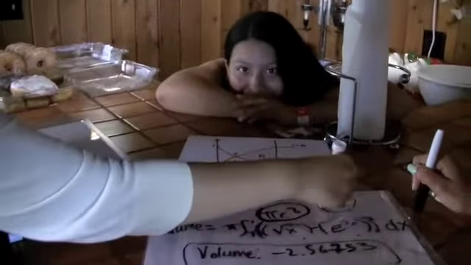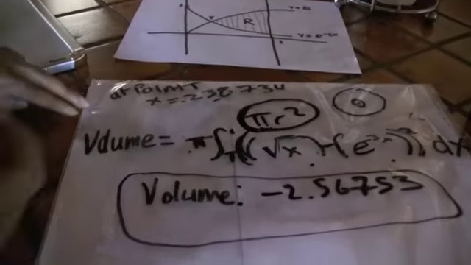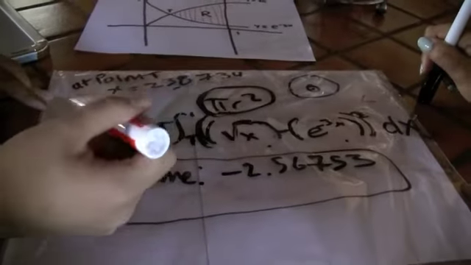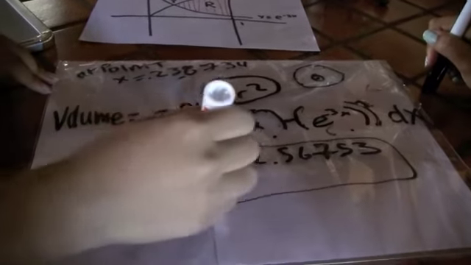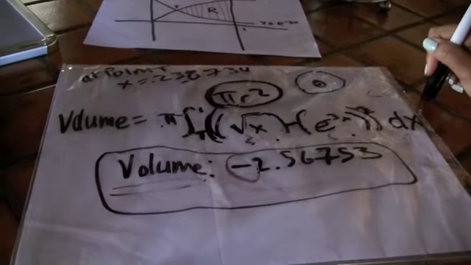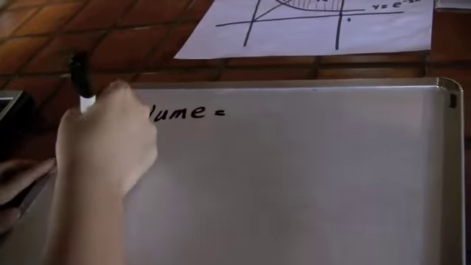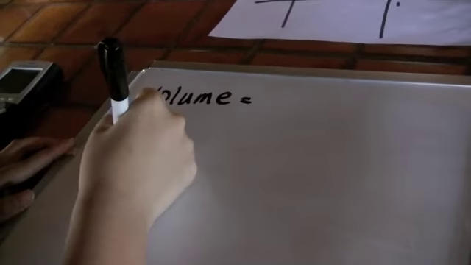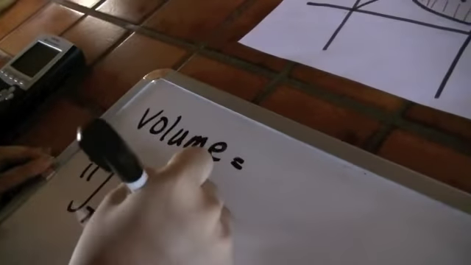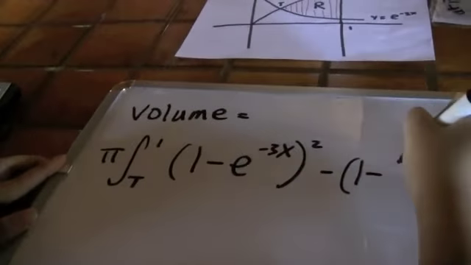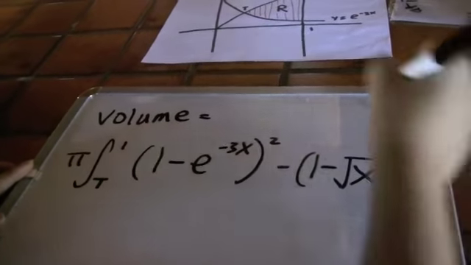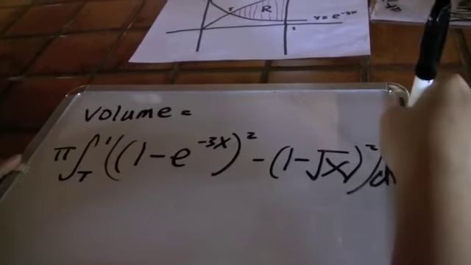This is a donut shape, that's right, and it's pi r squared. However, for this equation inside the integral, you need to put this one first and this one second. And your volume will never be a negative answer. And this is how you do it for a real donut. This is how you do it for volume. You put pi on the outside and the integral from T to 1. And you use 1 minus e to the power of negative 3x, squared, minus 1 minus square root of x, squared, and then dx at the end.